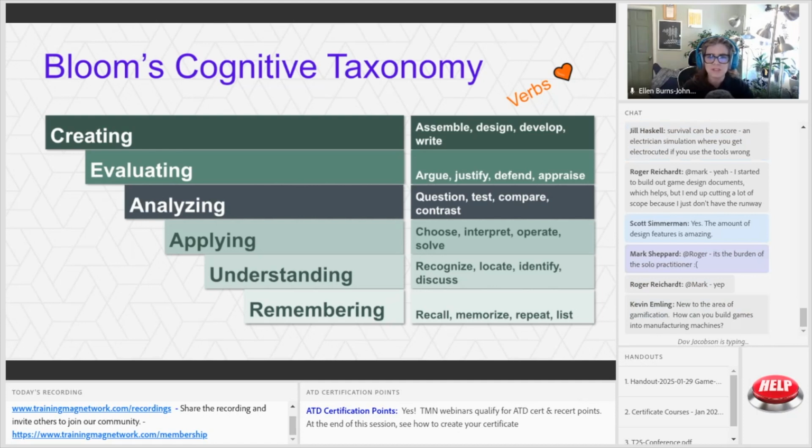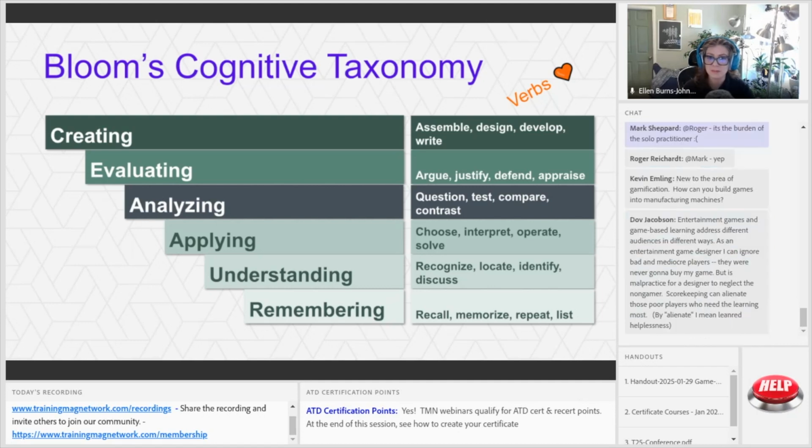Okay, one more question from Shu, and we're gonna move on. There are a lot of motivations for playing a game, even in a learning context. Does that affect who the game-based learning module is for? Is there such a thing as a one-size-fits-all game-based learning solution?